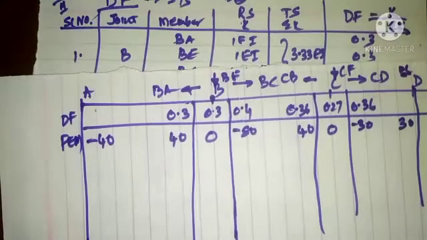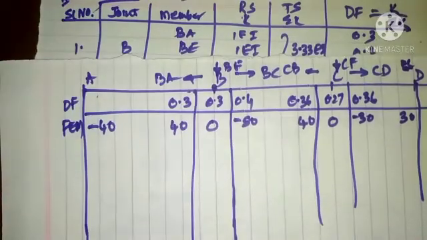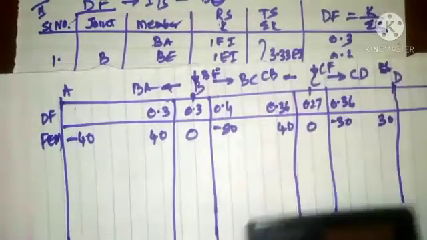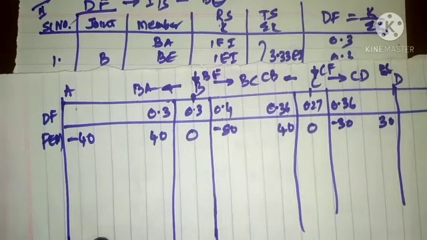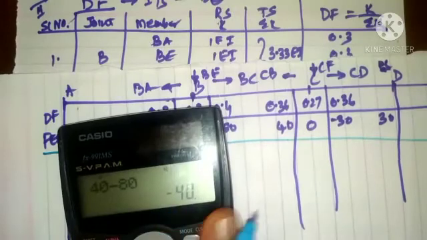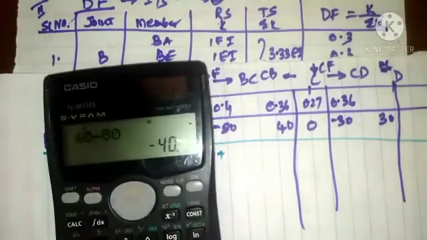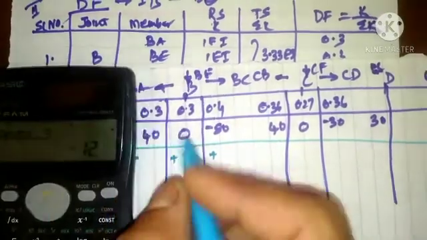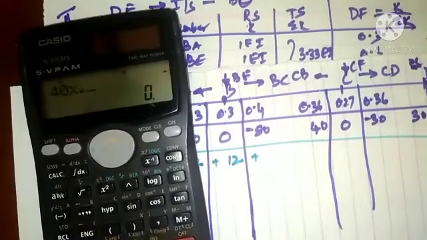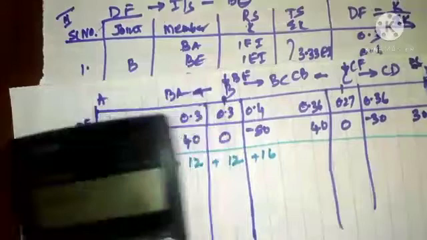So to begin with the calculation, 40 minus 80 will be minus 40. Whatever sign you have got here, minus, all other signs will be positive here. 40 into 0.3 is 12, so this will be 12, and 40 into 0.4 comes as 16. So these are nothing but the values at point B.